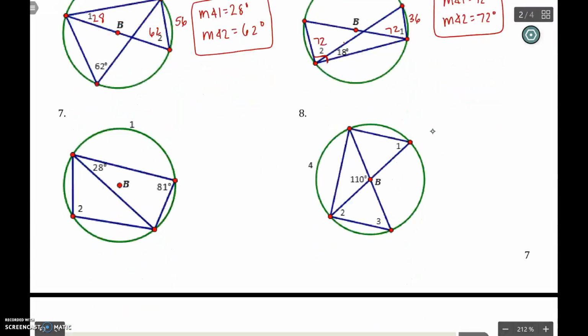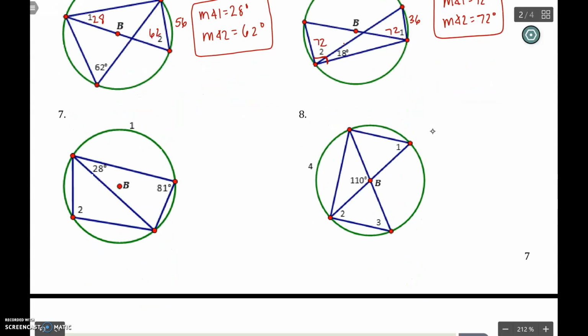Alright, for number 7, this time I have no diameter, but I do have an inscribed quadrilateral. Out here, these are the 4 sides of the quadrilateral, and all of the points are on the circle. That means that opposite angles are supplements, so that if I do 180 minus the 81, I can get angle 2, which would make this one 99.